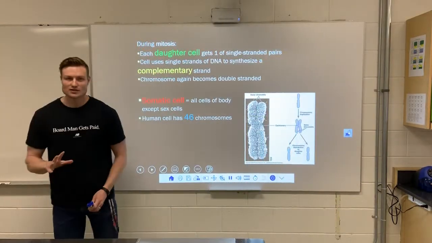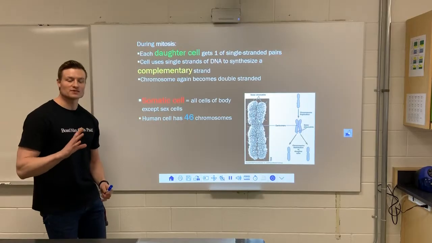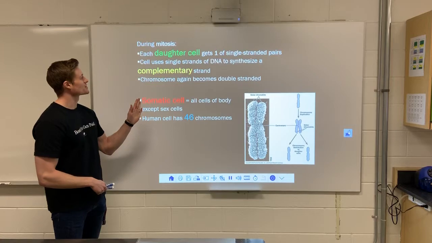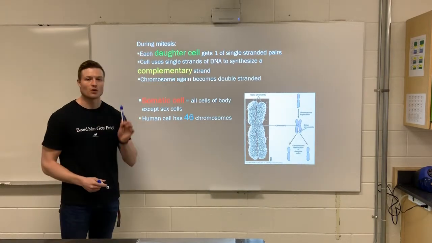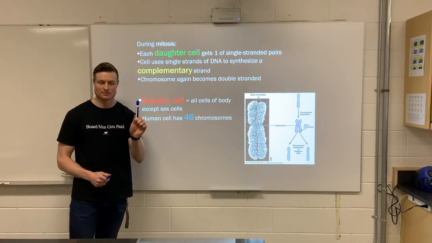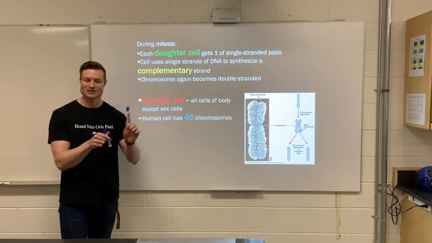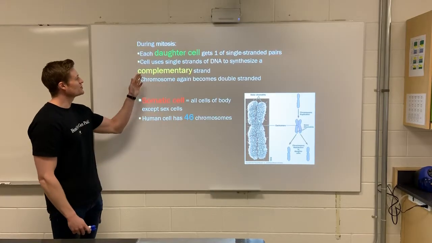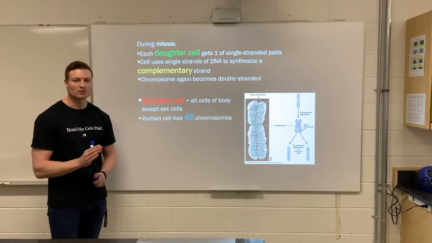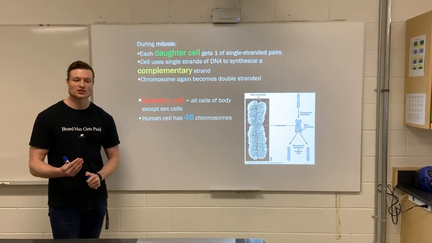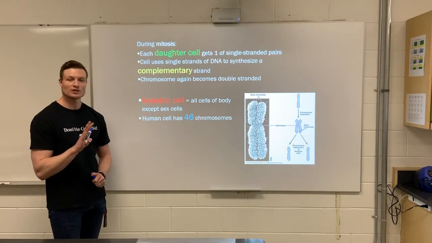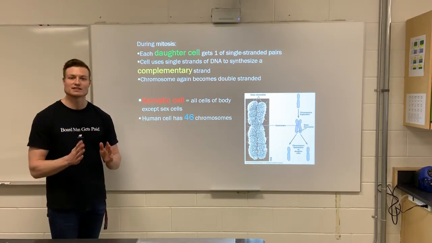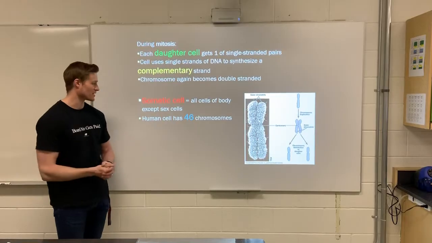Okay, now that we understand chromatids, chromosomes, and interphase, let's get moving on to mitosis. So, during mitosis, each daughter cell gets one single-stranded chromosome. This is why we have to duplicate them, right? One over here and one over here. Now, cells will use a single strand of DNA to make a complementary strand. This is called DNA replication, which we'll talk about in chapter 20. All you need to know right now is DNA replication occurs during S phase, which once again is the synthesis phase of DNA during interphase.